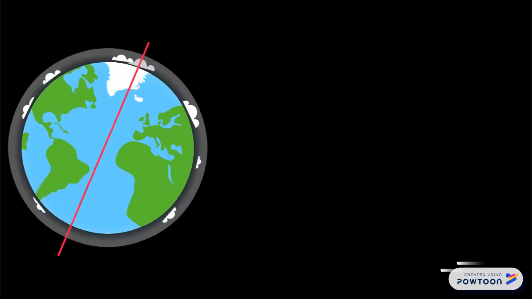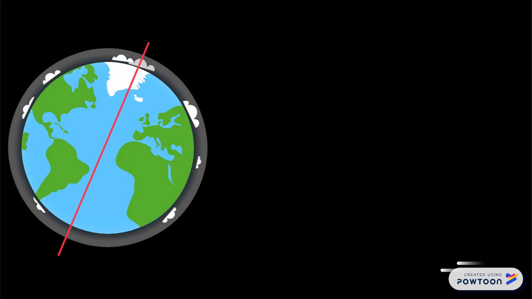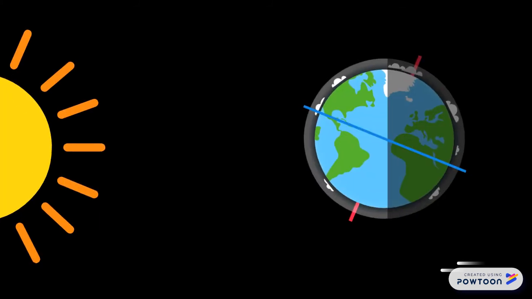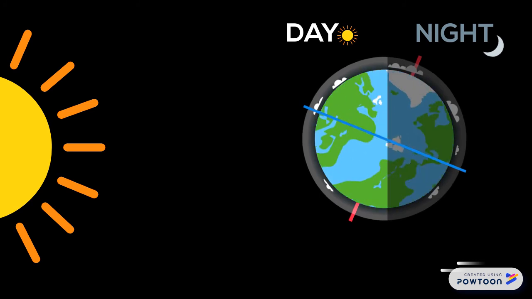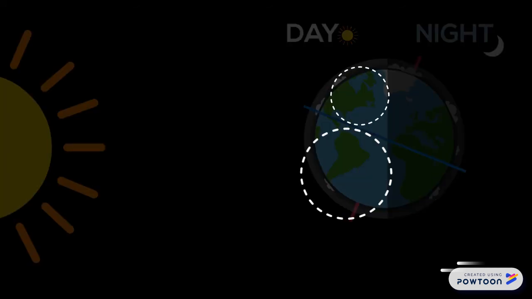So now we know that the tilt of the Earth causes the seasons. But how does it cause differences in day and night length? We already know that the rotation of the Earth around its axis causes day and night. But as you can see, the amount of light and shadow in the northern and southern hemispheres is not equal.